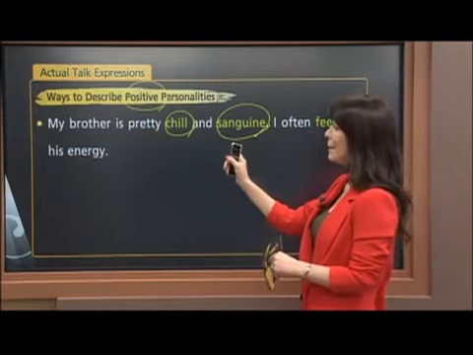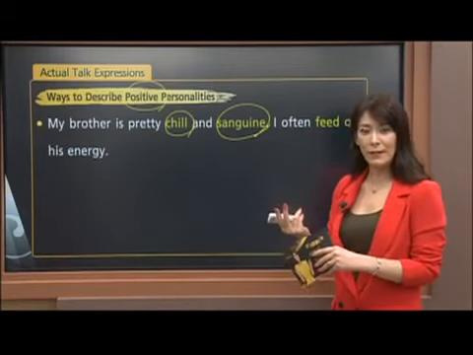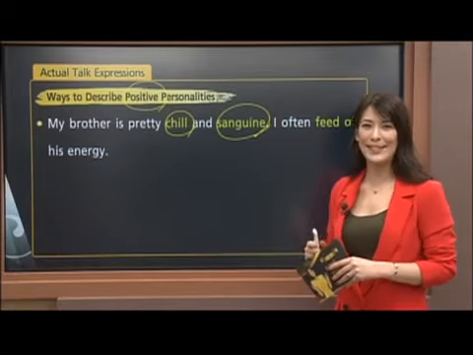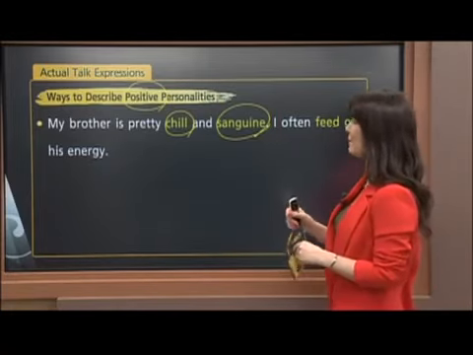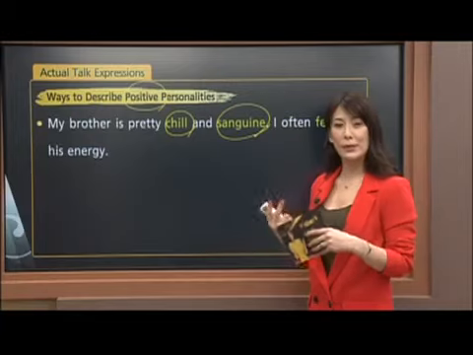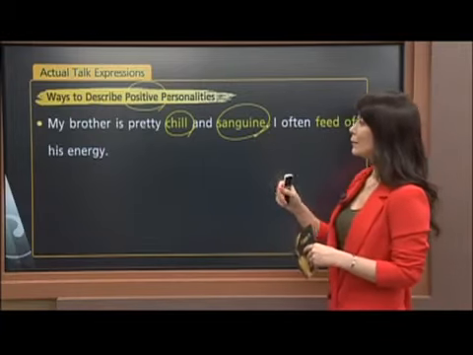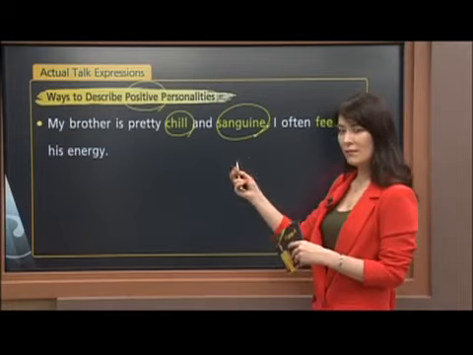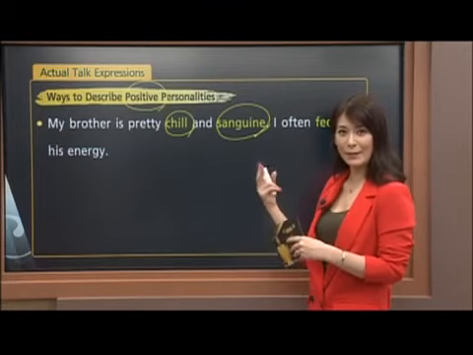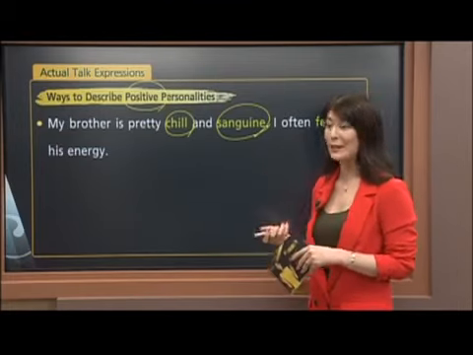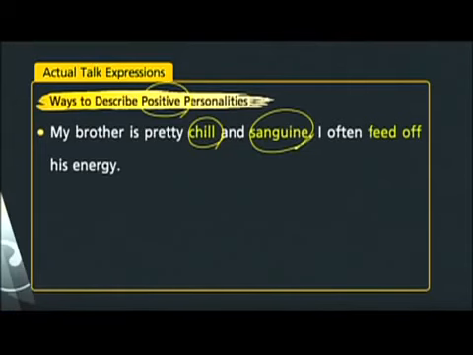So if you say that somebody is chill, it means they have a cool personality. What about sanguine? Sanguine also means that this person is optimistic, a happy person, okay? So my brother is pretty cool and optimistic. He's a happy person. He's an outgoing person, all right? And then he says, I often feed off his energy.